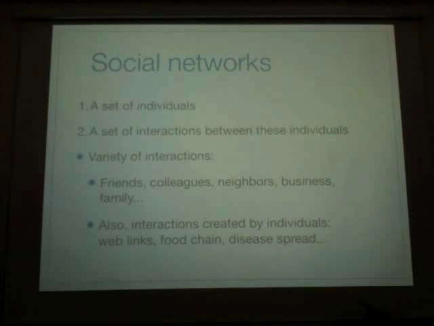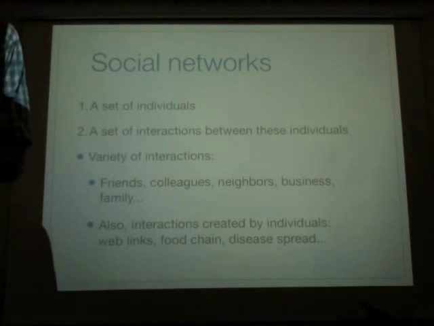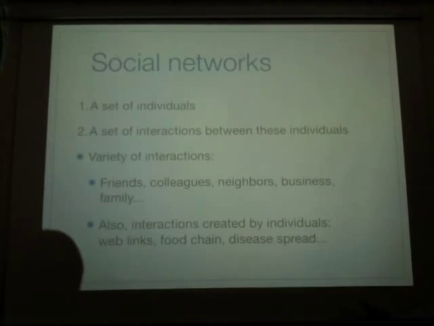And interactions created by individuals can also be web links, if you consider individuals as web pages or their home pages, or they can be food chains in case of animals. They can be disease spread. How does the disease spread into a network and everything?